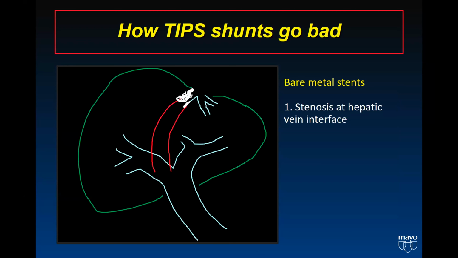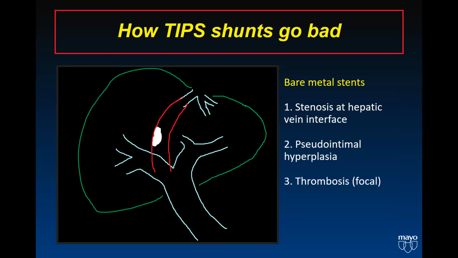There could be a stenosis at the hepatic vein interface, usually because when we put in these TIPS, at least in the initial periods when we were putting them in, we wouldn't go far enough. And so there'd always be a little bit of a bare area at the end, and that was a setup for a stenosis. But there would also be a possibility of pseudointimal hyperplasia causing just general narrowing of the TIPS. And finally, because of that thrombogenic bile, we oftentimes would get focal stenosis, even in the mid or proximal TIPS due to focal thrombus there. With the covered stents, quite frankly, the stenoses we see are almost always at that hepatic vein interface.